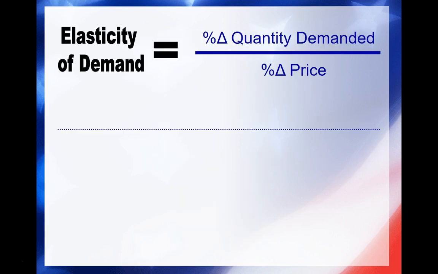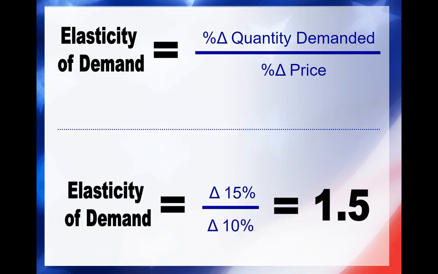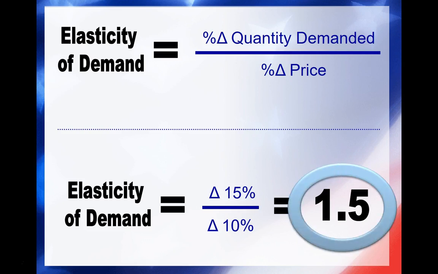So, the elasticity of demand is the change in quantity demanded divided by the change in price. I changed my price on the bottom 10%, and my sales, the demand, dropped 15%. So I find that after I do the math, my number is greater than 1. That means that this product is elastic. Donuts are very responsive to changes in price.